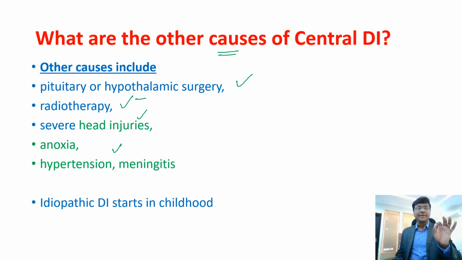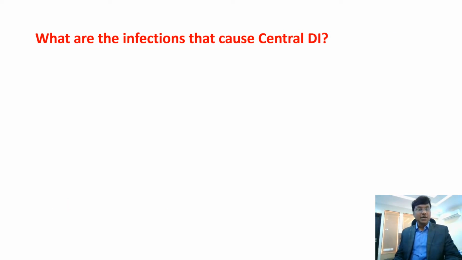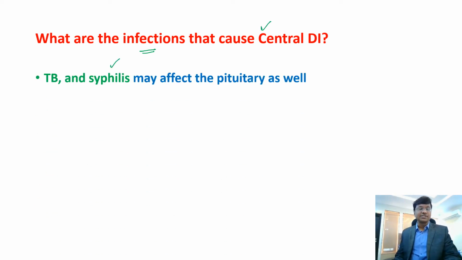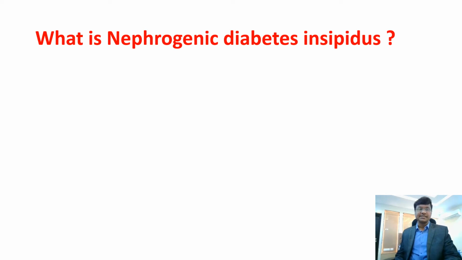So to summarize, the pathology should be either in the hypothalamus or within the pituitary gland for the development of central diabetes insipidus. Then, there are also certain infections that will cause central diabetes insipidus. A very important infection to know is syphilis as well as tuberculosis, which can affect the pituitary gland and make the individual have deficiency of the antidiuretic hormone, resulting in central diabetes insipidus.